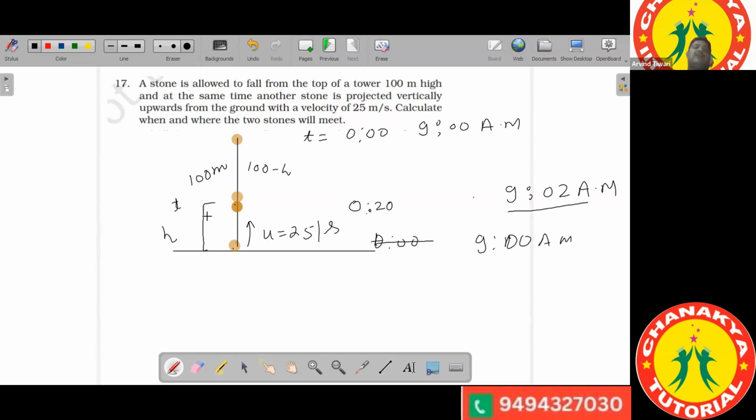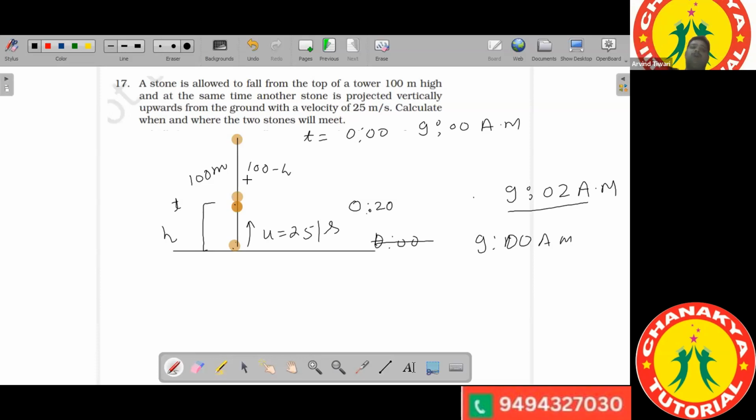Abhinav, how much is the time for the bottom stone? Sir, 9:02, so 2 minutes. Sir, I think it's the same. It's 2 minutes. And at the same time, this has also reached over here. So how much has been the time taken for this top stone? 2 minutes. Sir, 2 minutes. So the time will remain the same. Oh, I get it, sir. Got it? Yes.